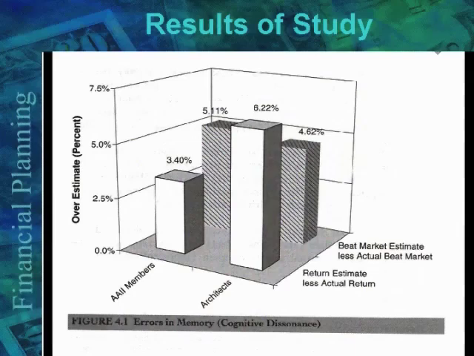And the architects basically said that they had made 4.62%. On average, they had outperformed the market by about 6% or something, and it actually was 4.62. For the AI members, it was the other way around. Their estimate was much more about how much they had outperformed the market than they had actually done so.